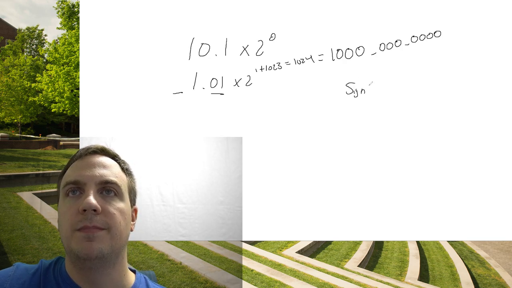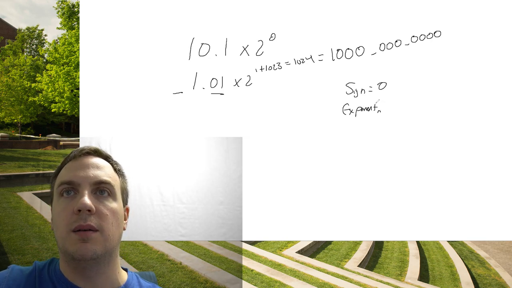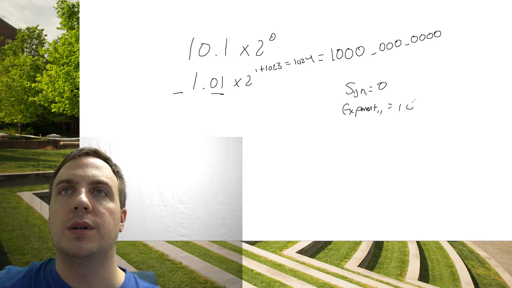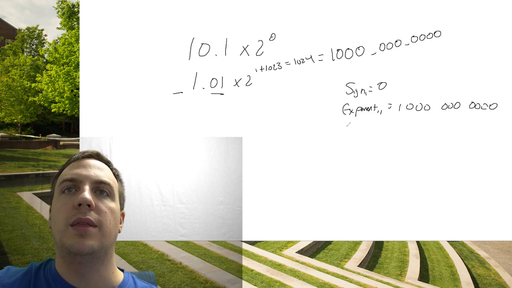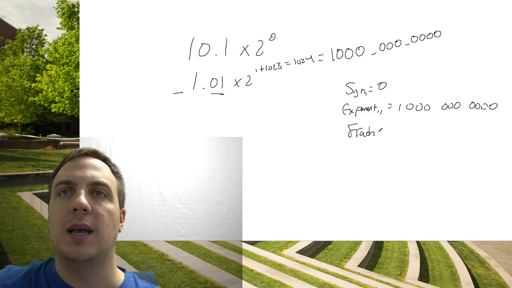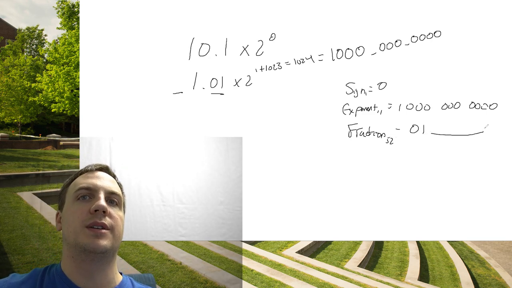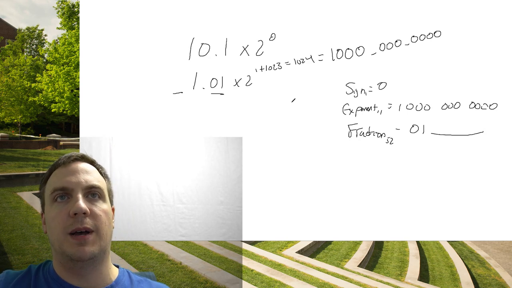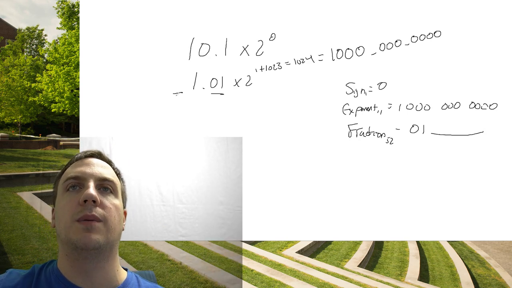Sign is positive, so it's 0. Exponent: remember, that's now an 11-bit exponent, that gives us 10000000000. And then our fraction, remember, is now going to be 52 bits. And so that gives us 01 followed by 50 zeros, okay? So this one's a little bit harder just because there's so many numbers that we have to write in there.